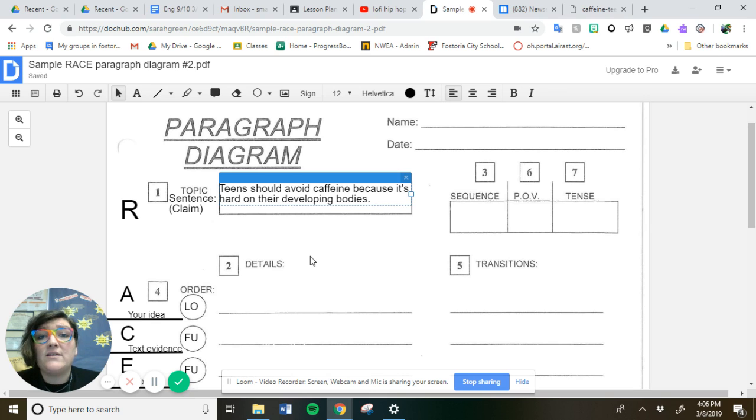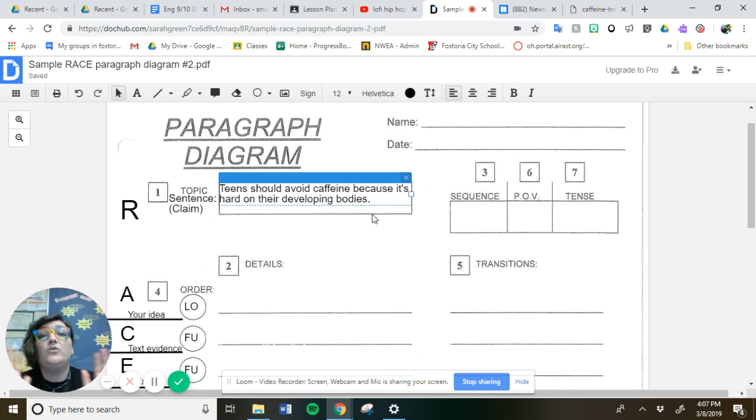Now, usually I'll tell you to just use this outline as a bare bones kind of thing if you need to. But ultimately, this guy right here, that topic sentence, should probably be written out in its entirety just to help you understand where you're going with your writing, okay? So this is my topic sentence. This is my claim: teens should avoid caffeine because it's hard on their developing bodies.